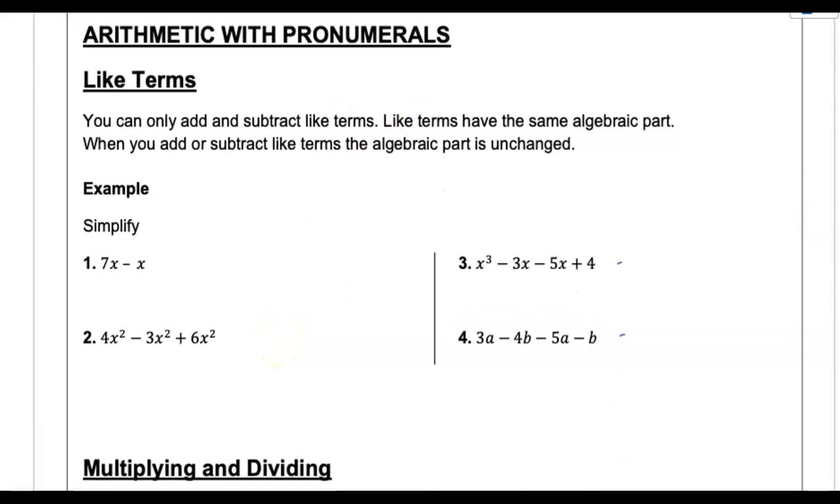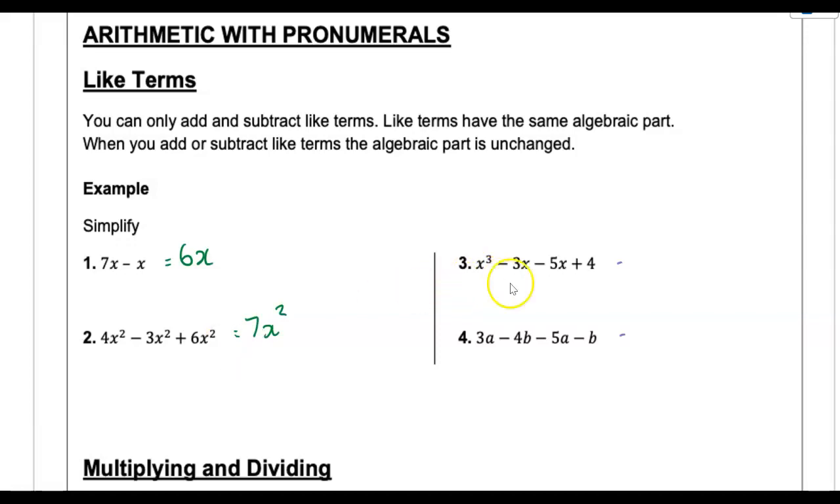So the first one, 7x minus x, or that x is 1x. So I've got 7 of them, and I take one of them away, so I'm left with 6 x's. We should be familiar with that one. Again, number 2, only adding or subtracting like terms. What you will see is there's an x squared in each of these. That tells us that each of those are alike with each other because they're all x squared. So we've got 4 lots of x squared. We take away 3 lots of x squared. We've got 1 left. One of those x squareds plus that 6x squared there gives us 7x squared as our answer.